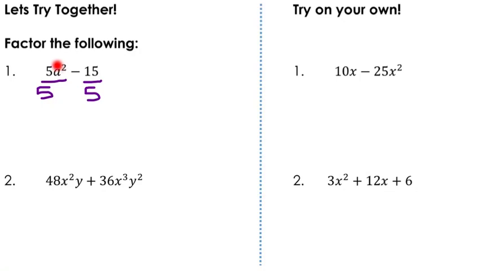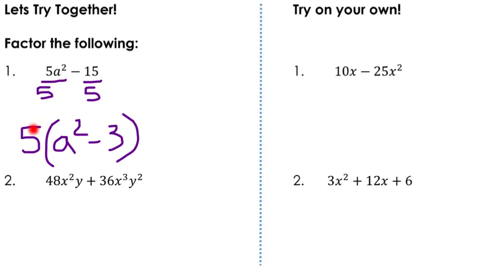Next, I look at my variables. I have an a squared on my first term, and then I don't have a variable on my second term. So in this case, I can't pull out anything with my variables. They don't have anything in common between these two terms. So we wrote up top, whatever we're dividing out, we write in front of my parentheses. So I'm going to write my 5 out front and then just simplify the expression. So 5a squared divided by 5 gets me a squared. Negative 15 divided by 5 gets me a negative 3.